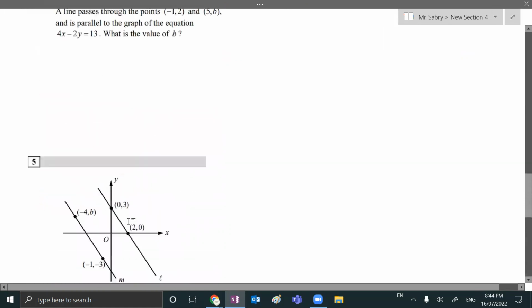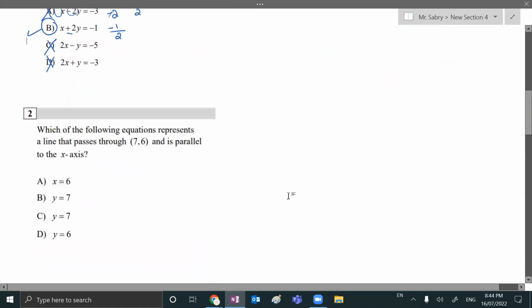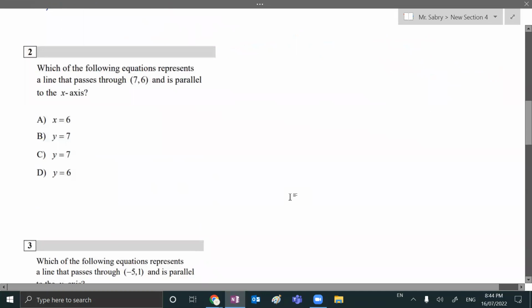This is the one that's perpendicular. This is the only one that's perpendicular. But it's okay. At least you understand where this came from.